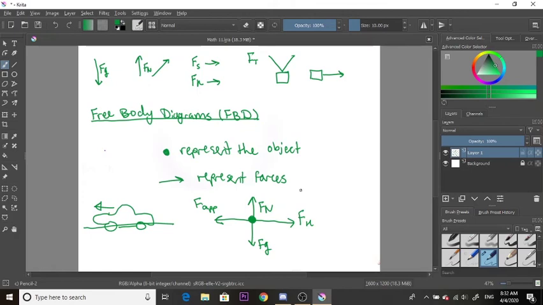Thank you for listening, and I will see you next time when we start looking at free body diagrams and start looking at how we can resolve this to find our resultant force acting on an object.